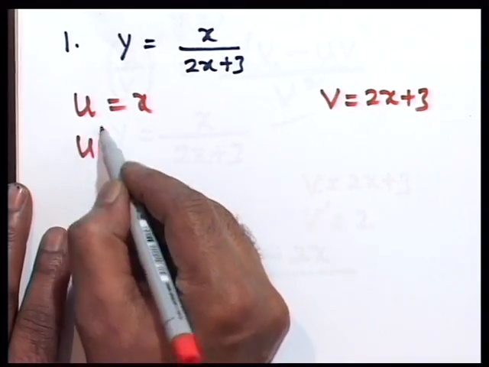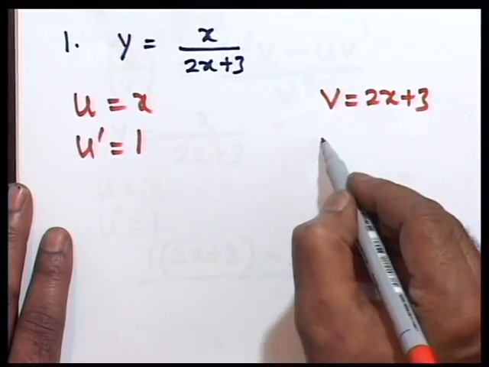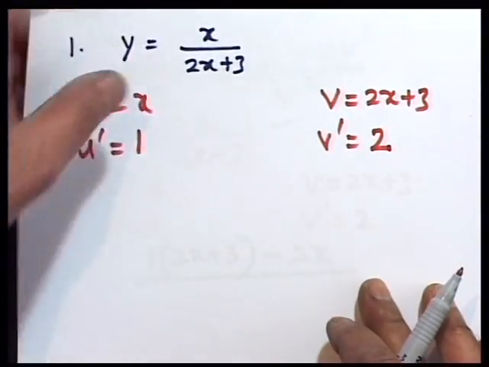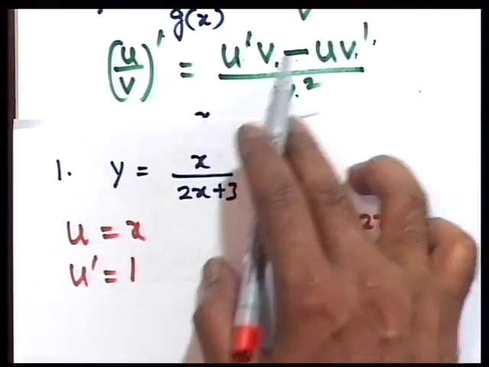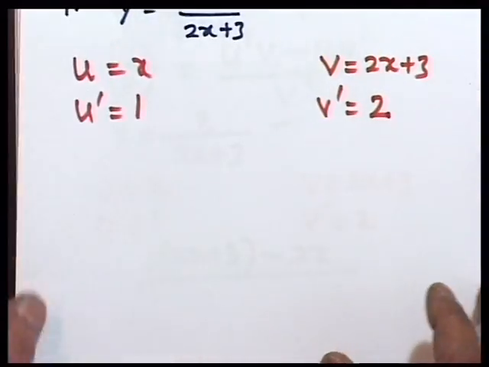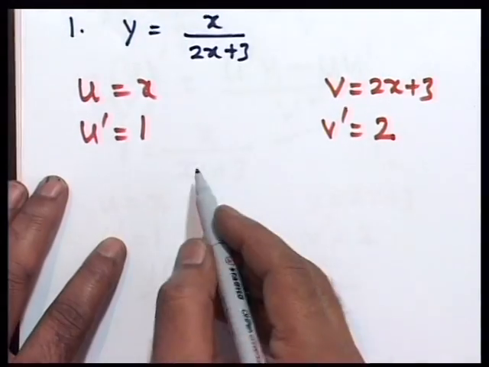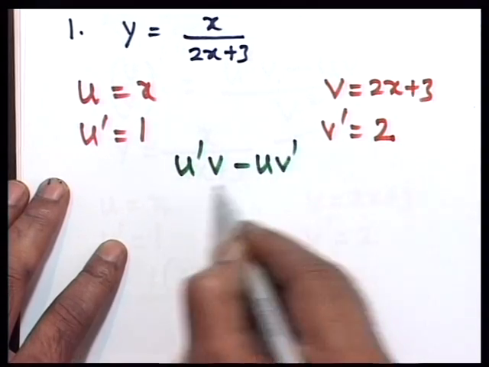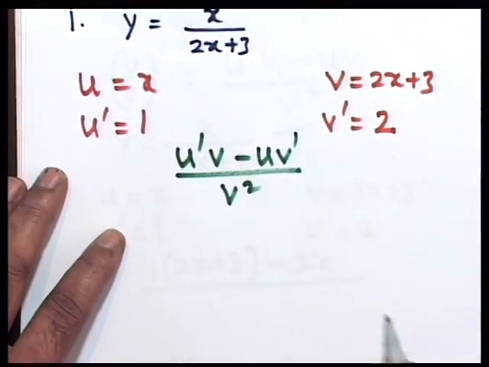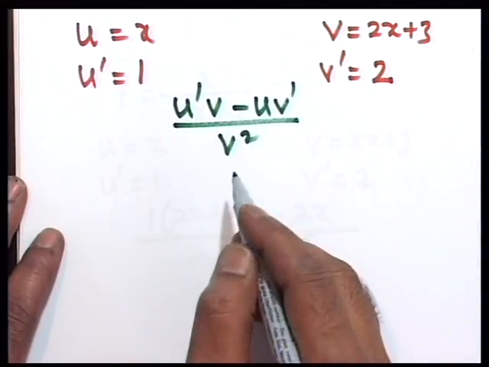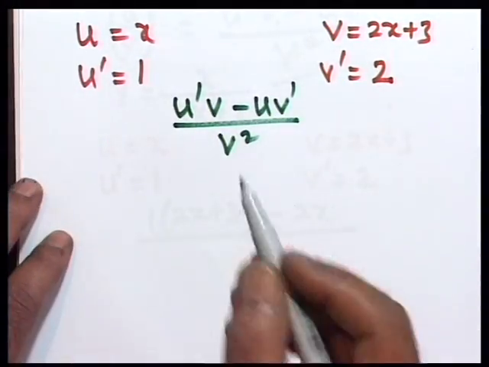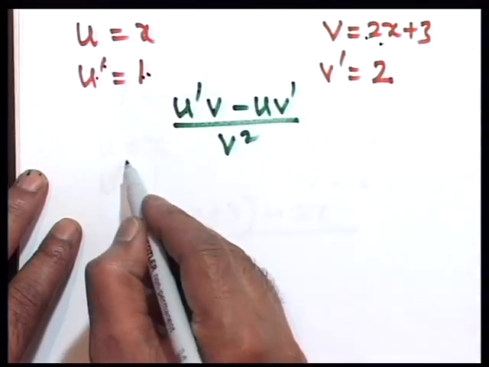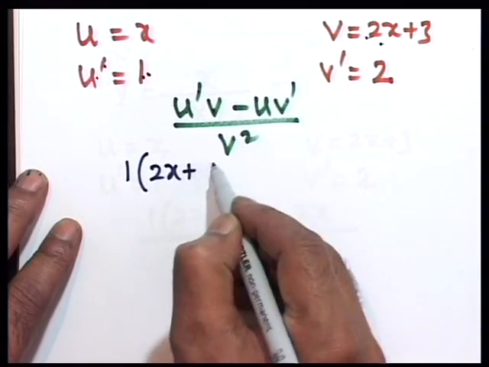You differentiate this, which is u dash, you get 1, and differentiate 2x plus 3, which is 2. That's all. Once we get those, we can substitute them into this rule. Let me write that rule again so that we substitute without any mistake. So it's u dash v first minus uv dash, divided by v squared. Okay, so I will substitute those values there. Watch please. We got u dash v. u dash is this, v is that. So 1 times that, you get 1 times (2x plus 3).